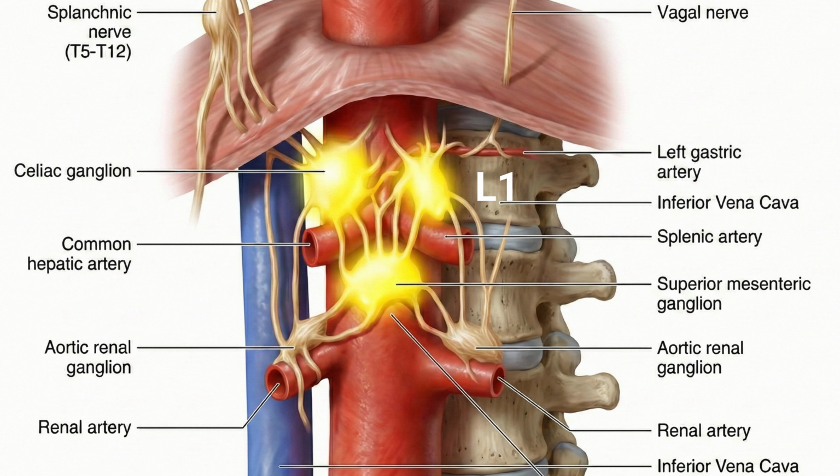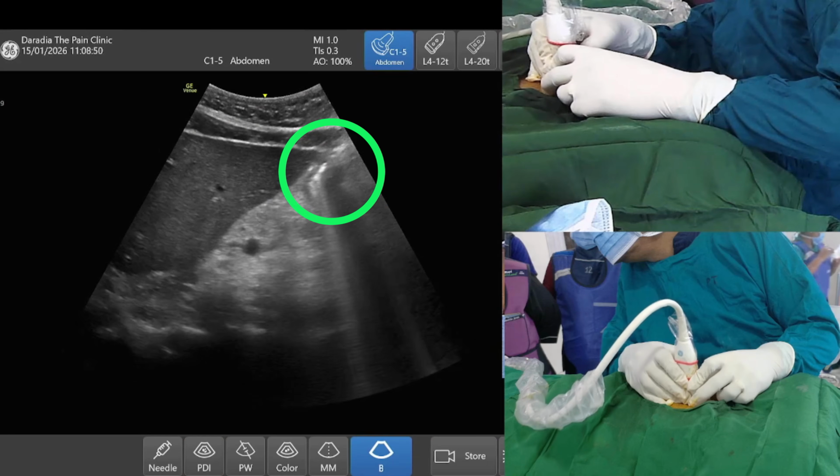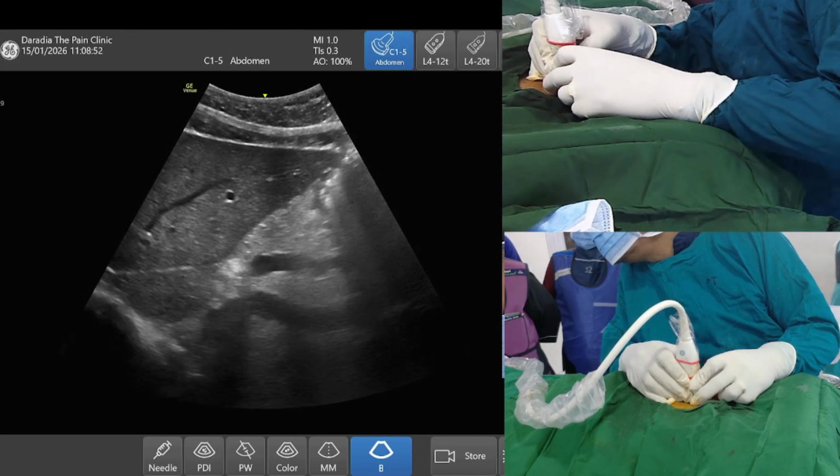The celiac trunk arises from the anterior surface of the aorta at the L1 level and divides into the common hepatic and splenic arteries. The celiac plexus is located just anterior to the aorta, surrounding the origin of the celiac trunk. The patient is placed in the supine position.